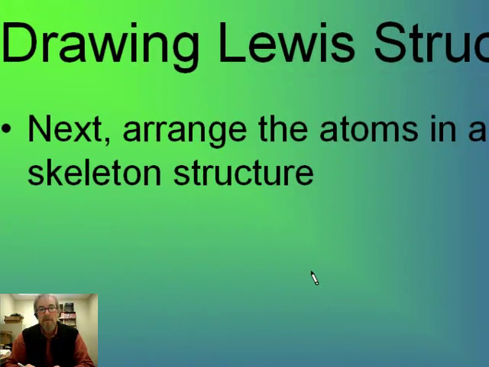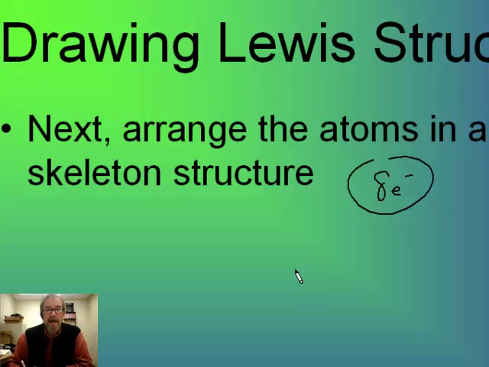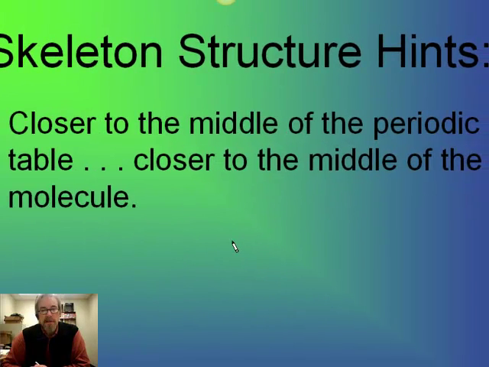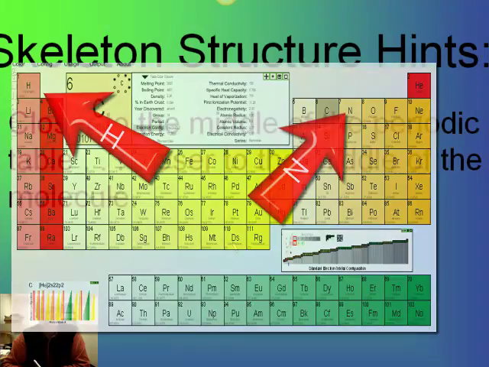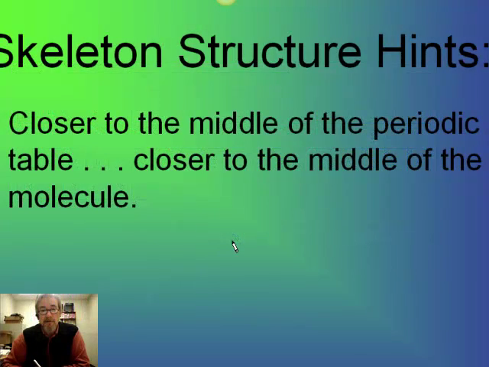The next thing you're going to do, once you have your total, which for us was 8 electrons, is arrange the atoms in a skeleton structure. So forget about dots for a moment and just stick the symbols for the atoms in some kind of skeleton structure. How do you make this skeleton structure? Well, here are a few hints. One hint is the closer an element is to the middle of the periodic table, the closer it is to the middle of the molecule, typically. In this example, nitrogen is closer to the middle of the table than hydrogen is. Hydrogen's right on the edge, so nitrogen's probably going to be in the middle of this structure.